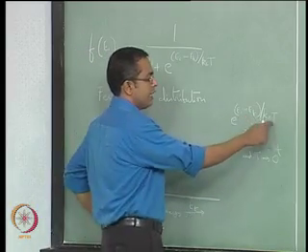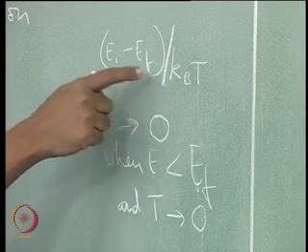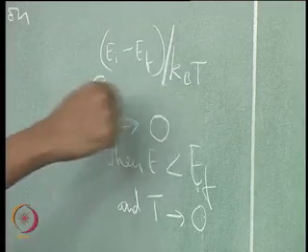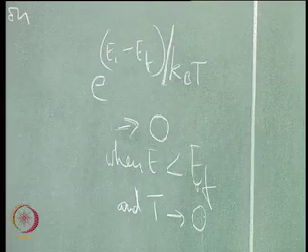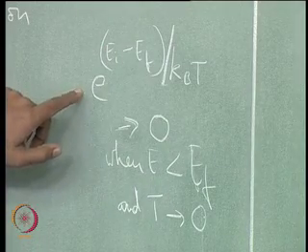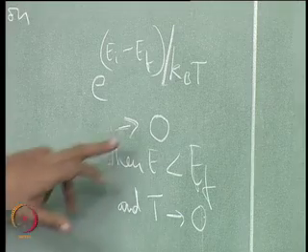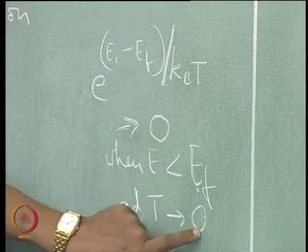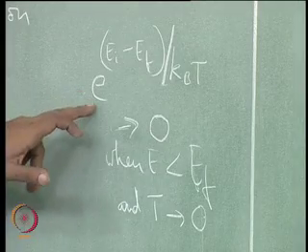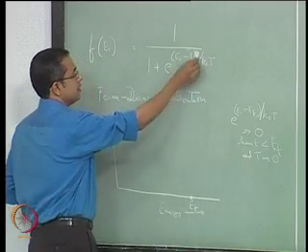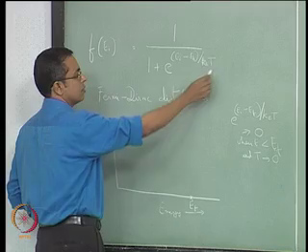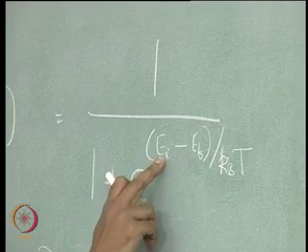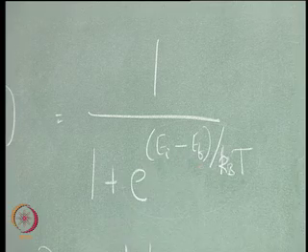So (E minus EF) by kBT will tend towards negative infinity when E is less than EF and T tends to 0, and therefore this quantity is tending towards e to the power minus infinity. So that is 1 by e to the power infinity, which is 0. So this quantity tends towards 0 when E is less than EF and when T is tending towards 0. So in this expression this term tends towards 0 as long as the energy value E is less than EF and temperature is tending towards 0.